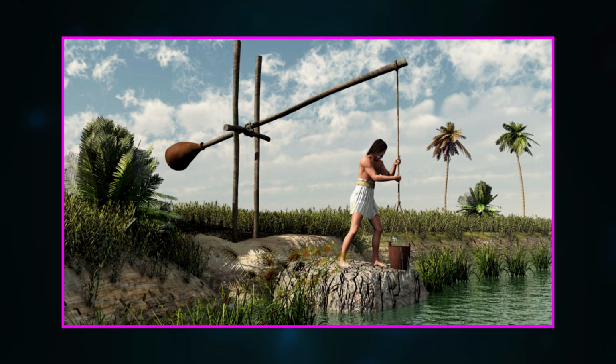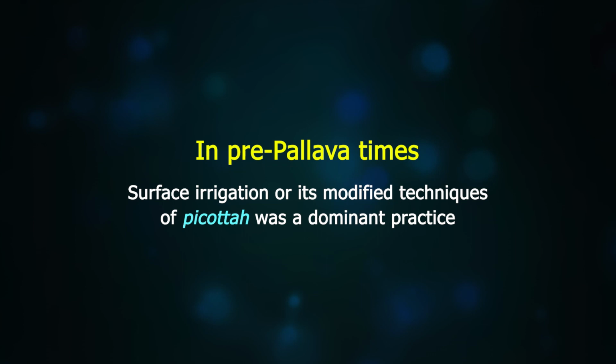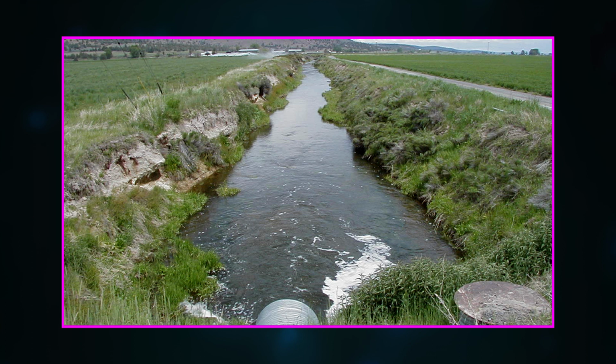Irrigation received special attention in the early medieval period. The development of sluices in channels to draw water from tanks and rivers did not develop before the Pallava period. The sluices of tanks, which began to develop from the 8th century onwards, increased agricultural productivity. In pre-Pallava times, surface irrigation or its modified techniques of picotah was a dominant practice. Another important development was the creation of channels from the rivers to feed the tanks.